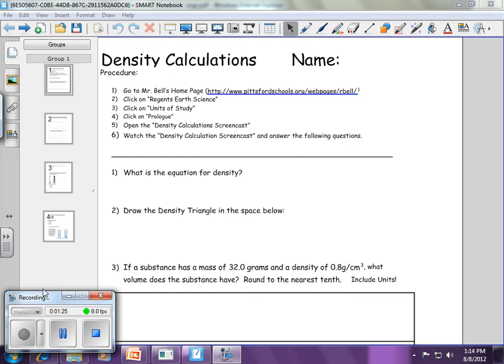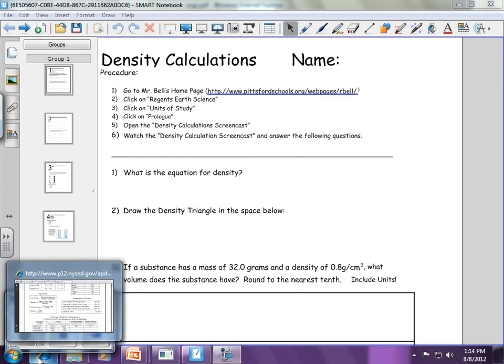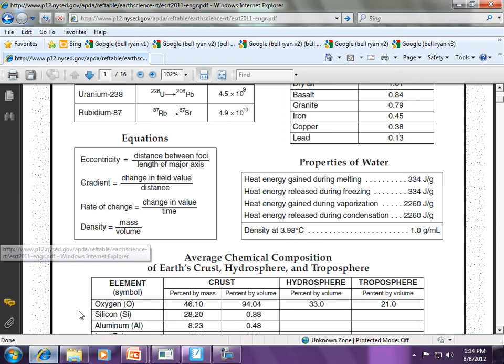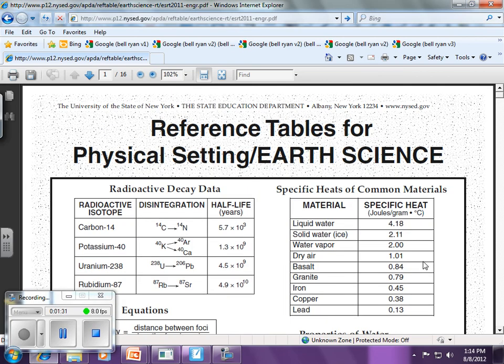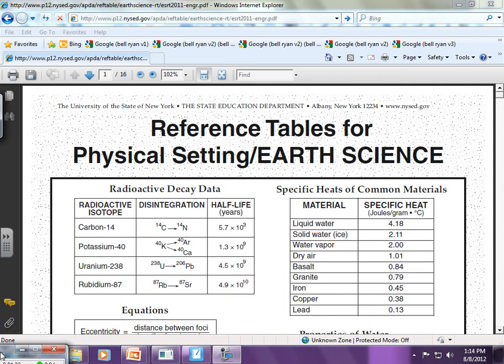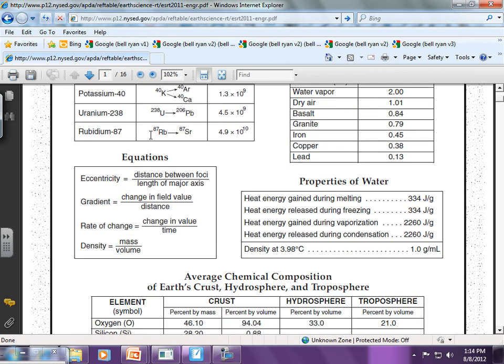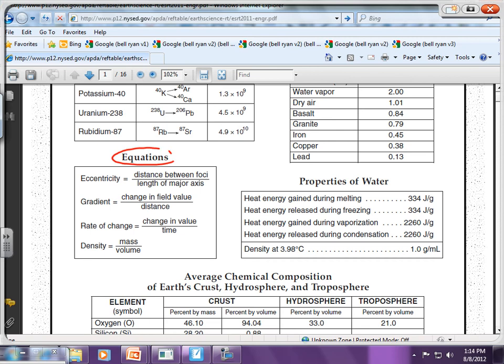So what is the equation for density? Maybe you haven't memorized it, and if you don't, that's okay, because remember, we have our reference tables. How awesome are these? On the first page of our reference tables, we're going to see that there is an equation box. Check it out. You don't have to memorize any of these. They're all at your fingertips. There are 4 of them that we need to know this year, but for the purpose of today's lesson, we're focused on the last one. There's our equation.